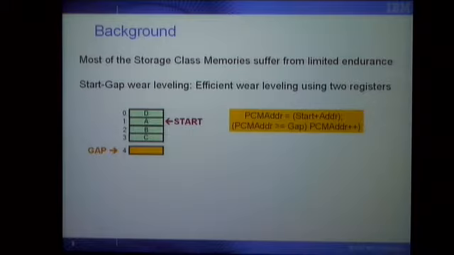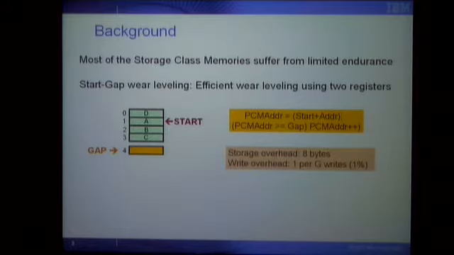The advantage of this scheme is that getting the physical address is quite simple. You take the logical address, you add start to it. If it is greater than gap, you add 1 to it. So the latency is just two adders. The storage is just 2 registers, start and gap. You take the gap line from one of the spare lines. And the write overhead, because you do 1 move every 100 writes, is within 1%.